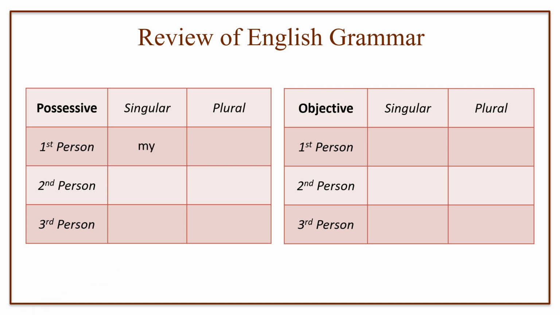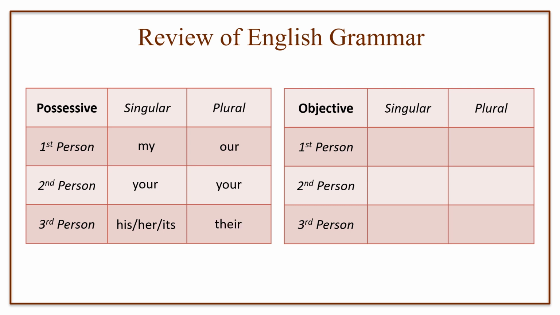So the first person singular is my. Second person singular would be your. Third person singular would be 3 options really: his, her, or its. And then going up to first person plural, that would be our. Second person plural, again, your. Second person doesn't make a big difference. Third person would be their.